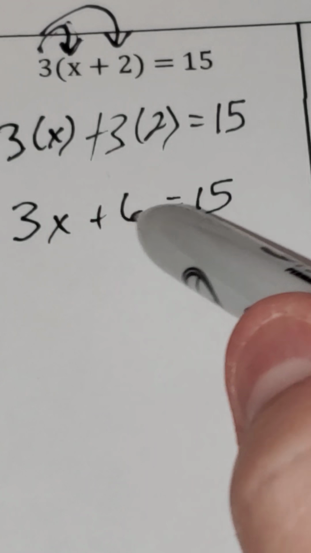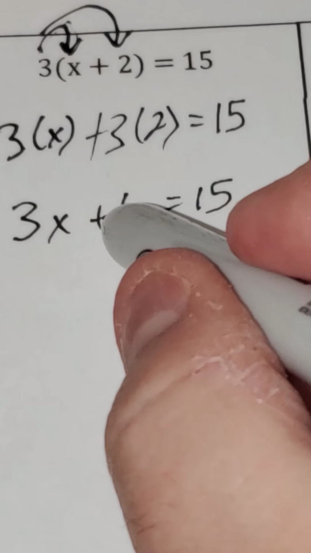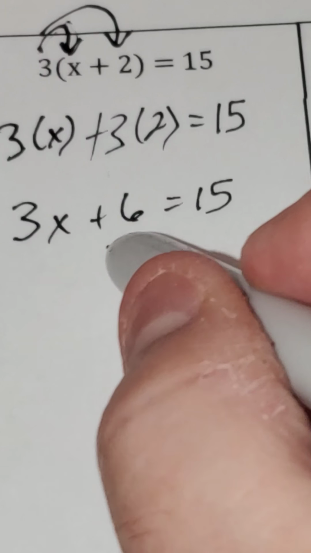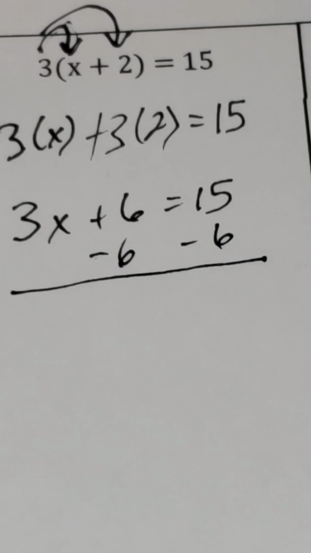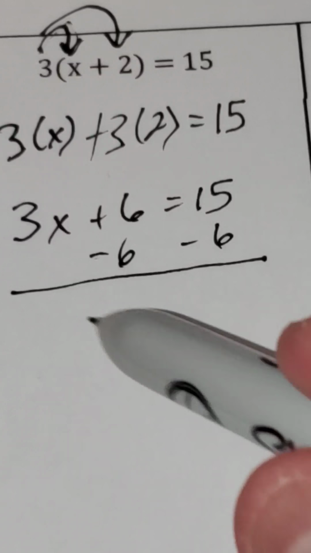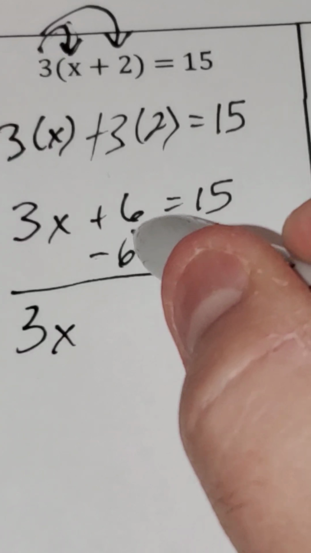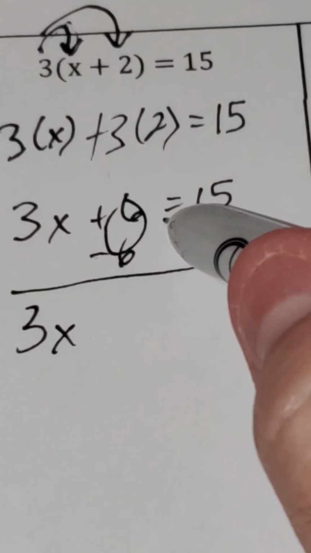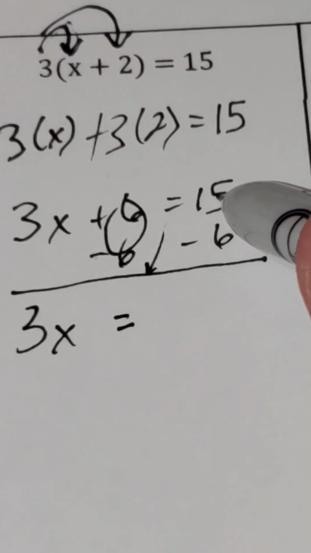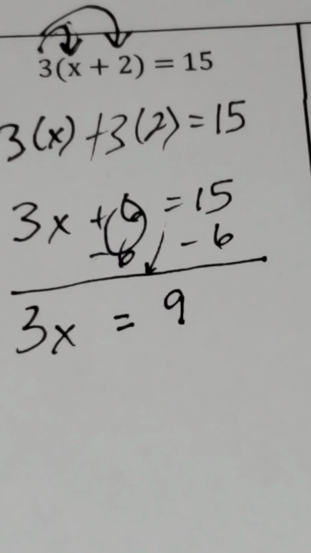Now, 3x and 6 cannot be combined, but the 6 can move over here with the 15. If I have plus 6 on this side, I can undo the plus 6 by subtracting 6, but it has to be subtracted from both sides. Okay? Right here, I bring down my 3x. 6 minus 6 is 0. So in essence, that disappears. I bring down the equal sign. I can calculate 15 minus 6 to be 9.